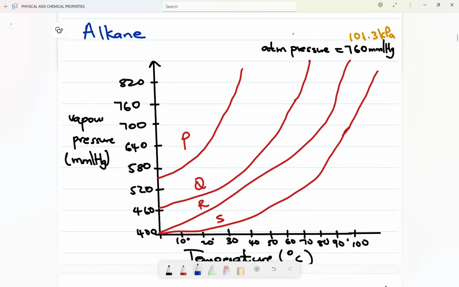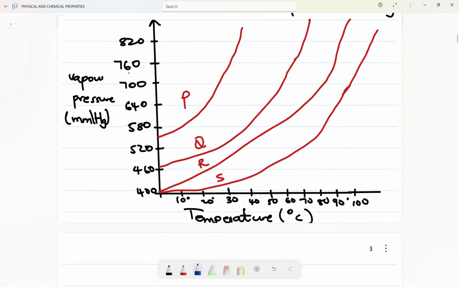Like that. Okay? These are all alkanes. But now, can you see there are different types of alkanes? P, Q, R, S. What do I mean different type of alkanes? Now, they have different chain length. Why? Because now, they have different what? Different boiling point.